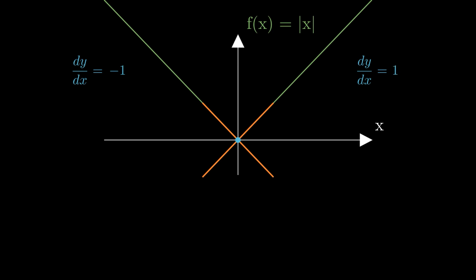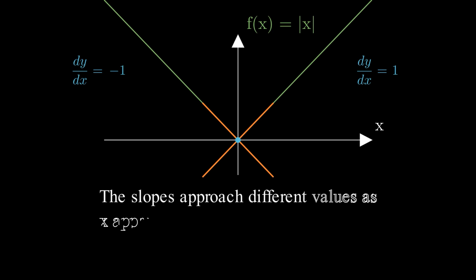Now, in order for the derivative to exist at a point, the value of the slope at that point has to be independent of how we approach that point. Here the slopes approach different values as x approaches 0 from both sides.